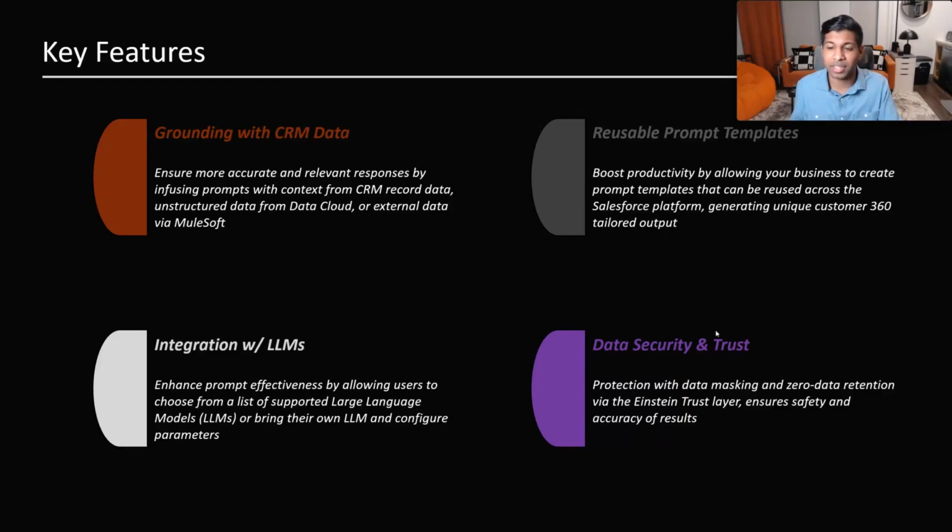Last but not least, data security and trust. The cool thing about Prompt Builder is, with Einstein Trust Layer, you get that enterprise level AI that's compliant from day one. It does this via its security capabilities with data masking, zero data retention within your prompts. There's a lot more, but these are just a couple of capabilities that ensure that level of security within your prompts.